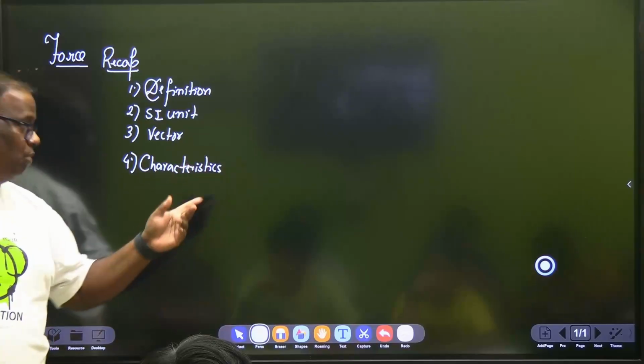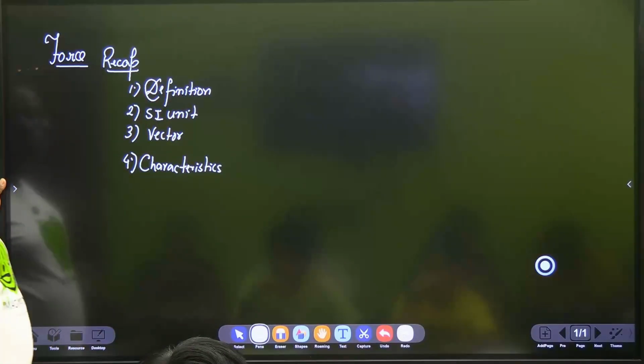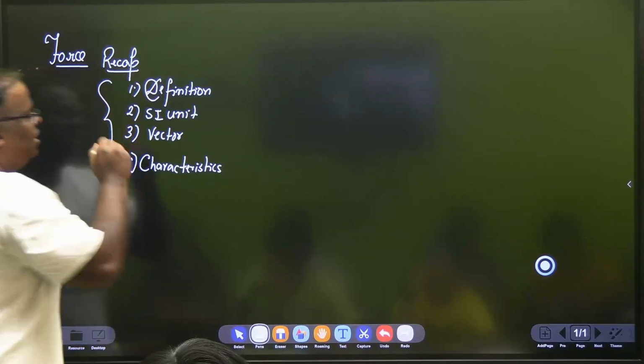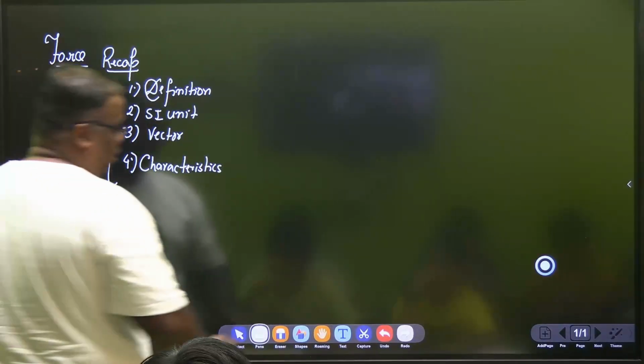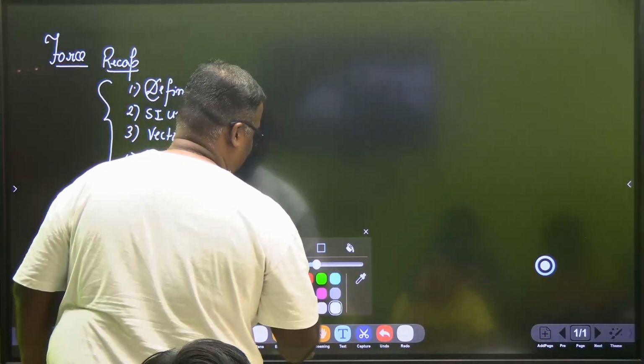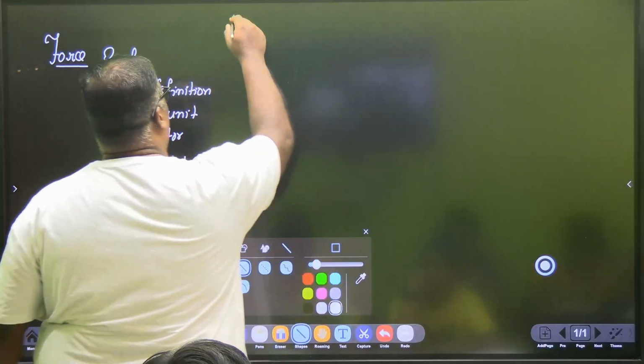All the characteristics, put them here, right? All this done, and the SI unit of force is Newton, right? We also understood the CGS unit, which was dyne, D-Y-N-E. Its use in SI unit is less, but that does not mean you should not know about it.